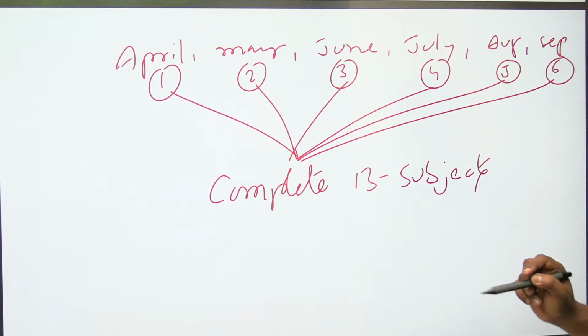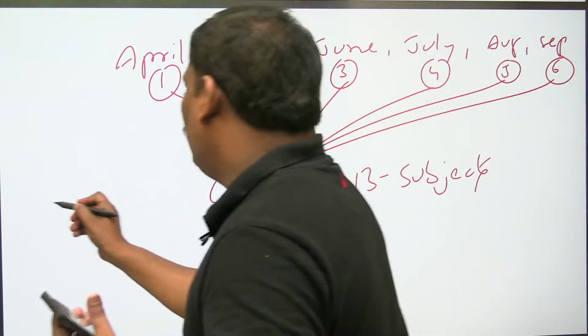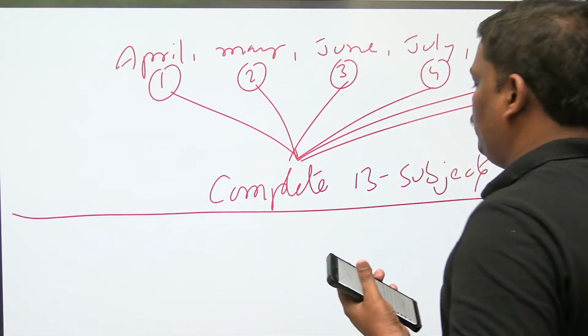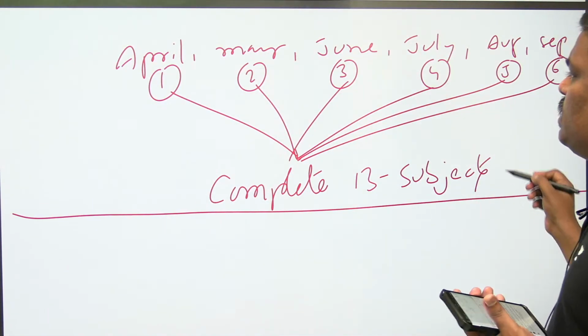This is my sincere suggestion to everyone. From next month onwards, April, May, June, July, August, September, complete 13 subjects. You have only 6 months of time. Complete 13 subjects in 6 months.